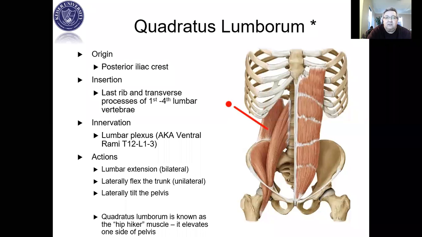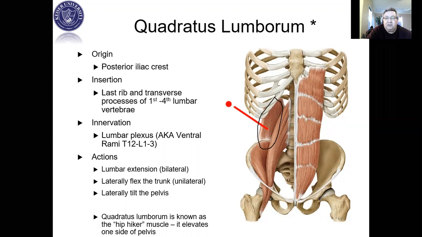This is the Quadratus Lumborum. You can see with the line in red where it's pointing to, I'm going to circle the muscle. It's this muscle right here in the back. It's coming from the rib area there and going down towards the pelvis. This does have a special layman's term for it. And it's an important muscle for when we have problems ambulating.